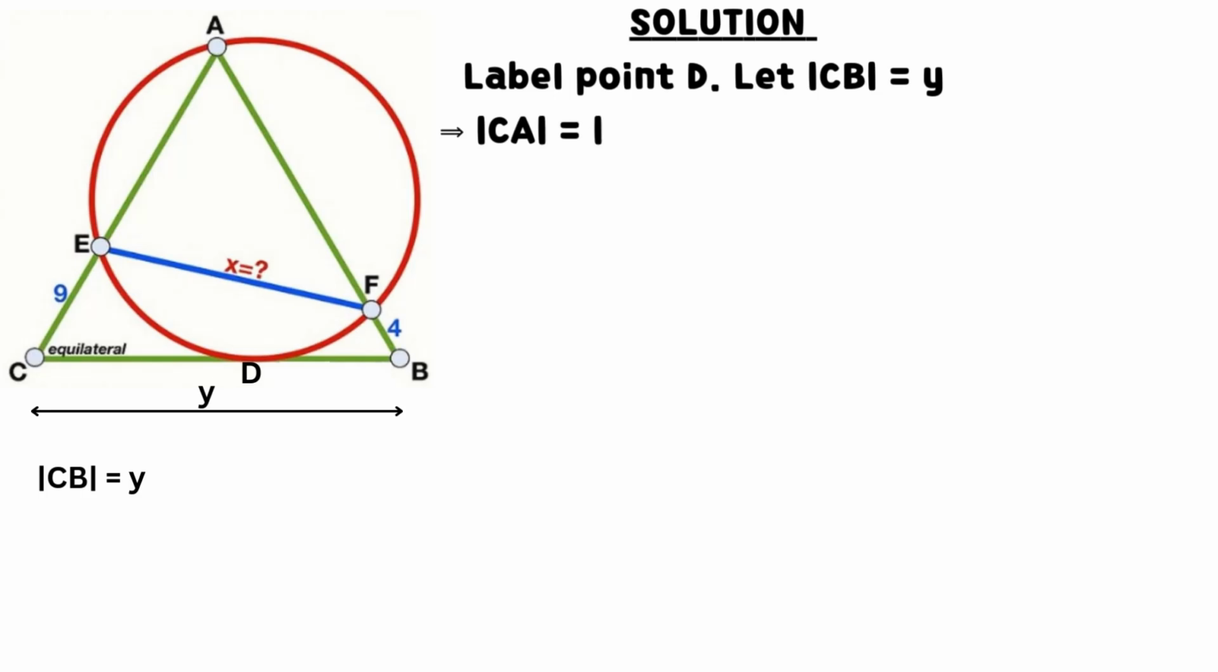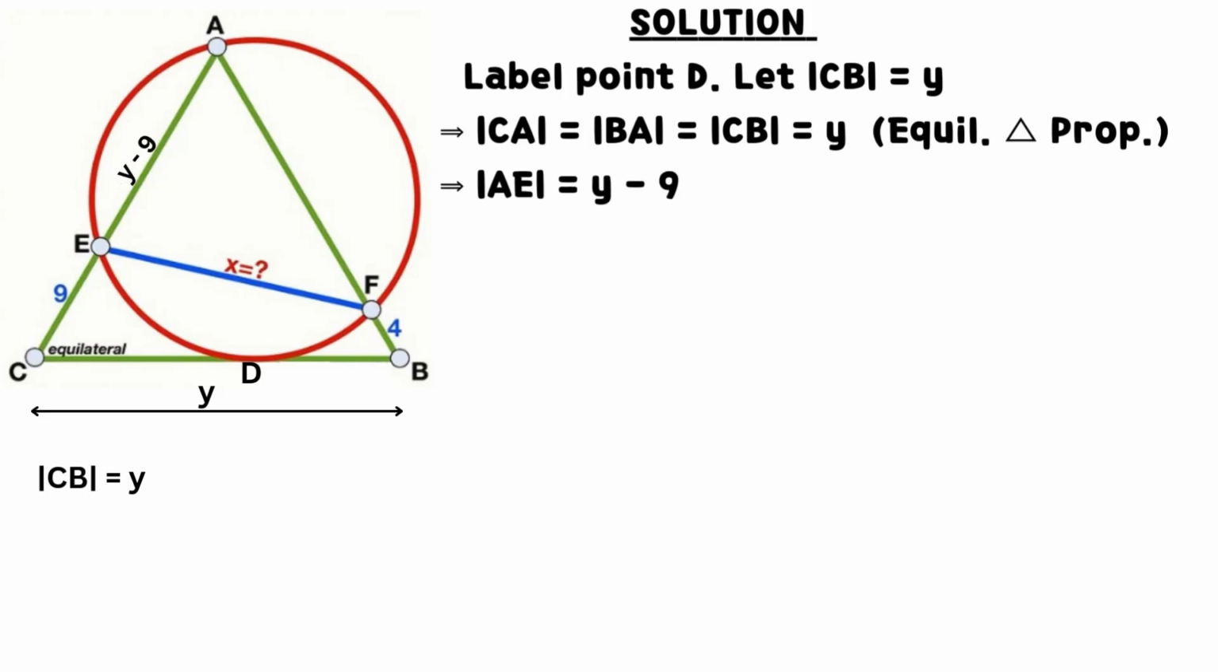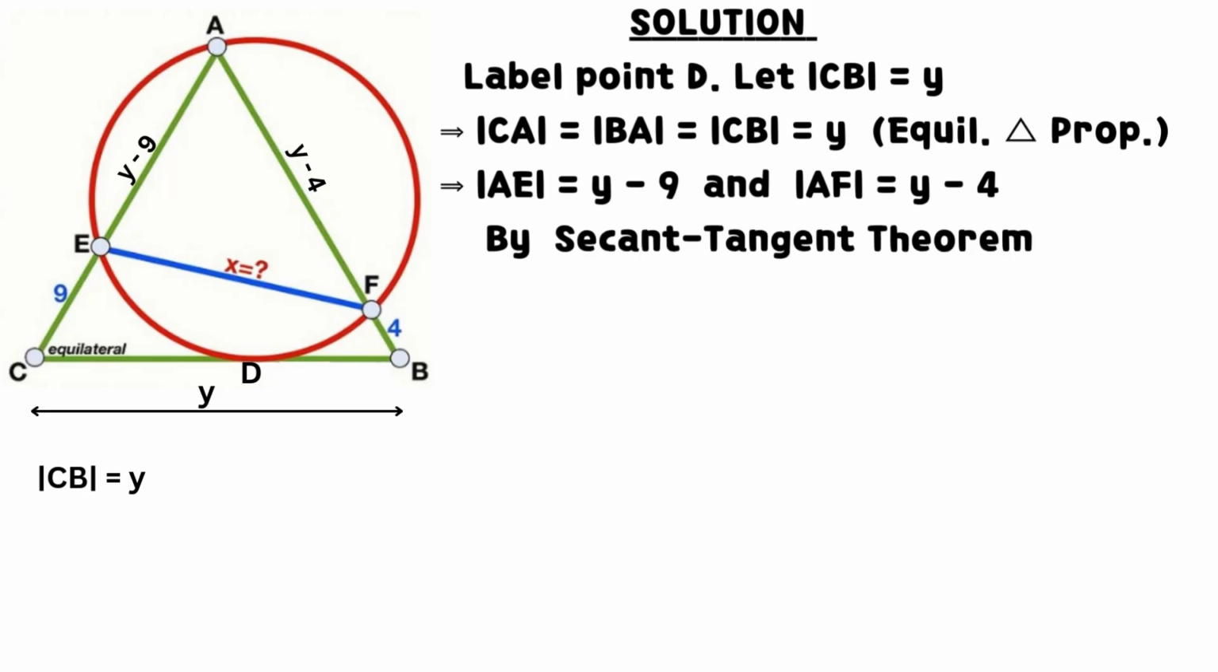Label point D. Let line CB equal y. This implies that line CA equals line BA, which equals line CB, and the result is equal to y. ABC is an equilateral triangle. It follows that line AE equals y minus 9 and line AF equals y minus 4.